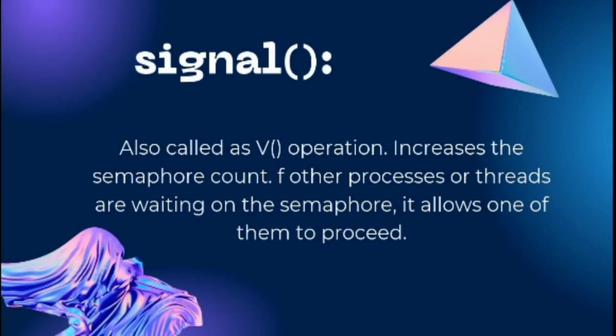This is the second operation which is performed on semaphores, which is signal operation. It is also known as V operation, which increases the semaphore count. If other processes or threads are waiting on the semaphore, it allows one of them to proceed.